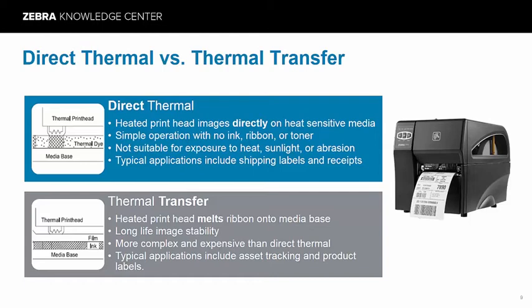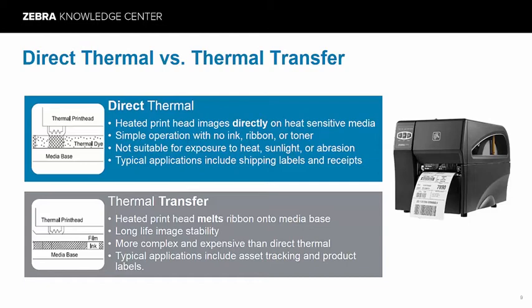Because heat is what activates the image, direct thermal models are not good for use in areas with exposure to extreme heat, sunlight, or abrasion, as it may affect the printed media. Direct thermal is a more economical means of printing, but also produces output with a shorter lifespan.